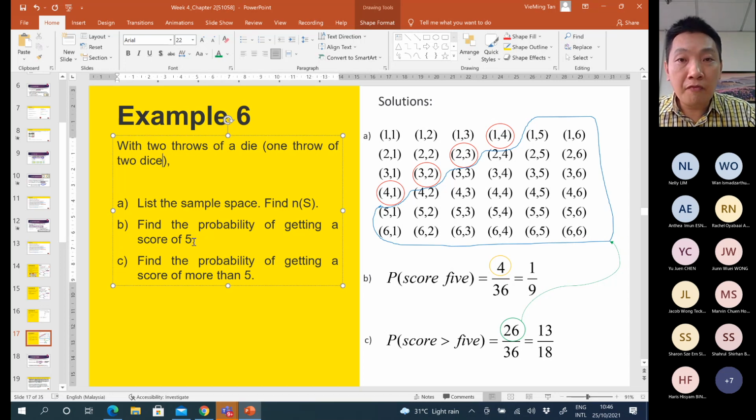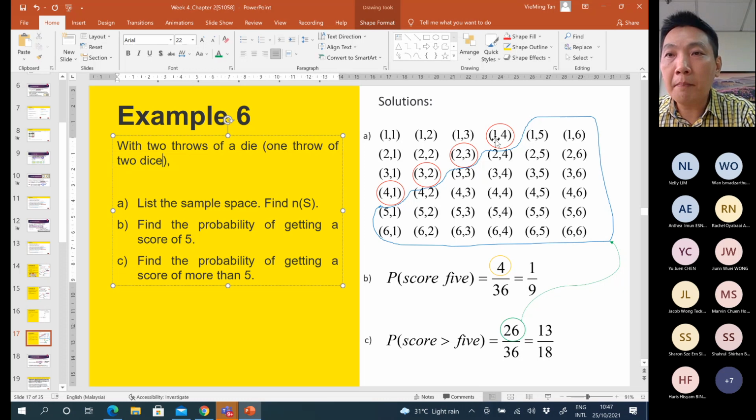Part B. Find the probability of getting a score of 5. That means if you sum up the value for die 1 and die 2, the total value is equal to 5 exactly. So in order to answer this question, it's better for us to check again from our 36 possible outcomes, which combinations have a total score of 5.